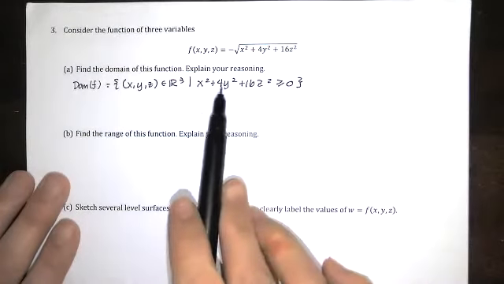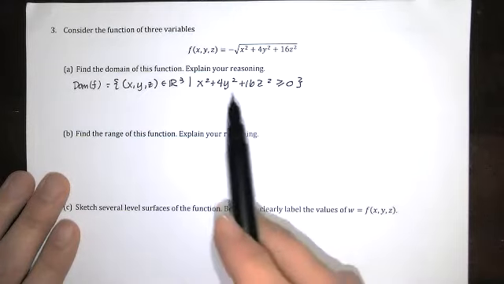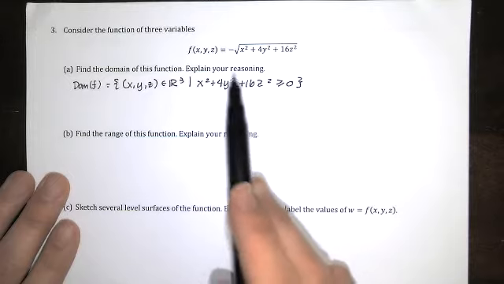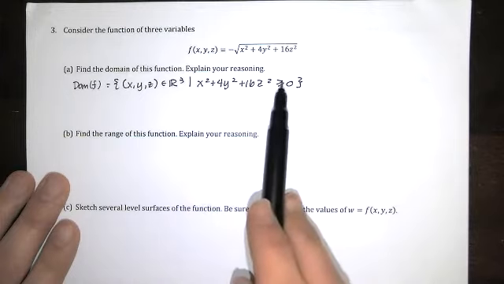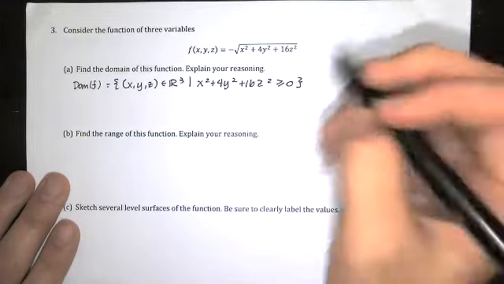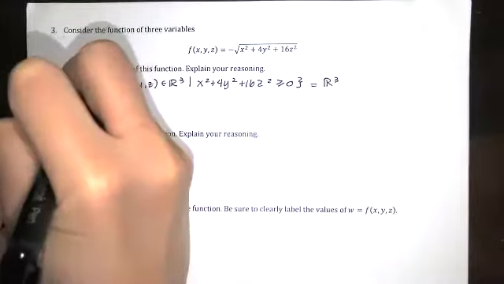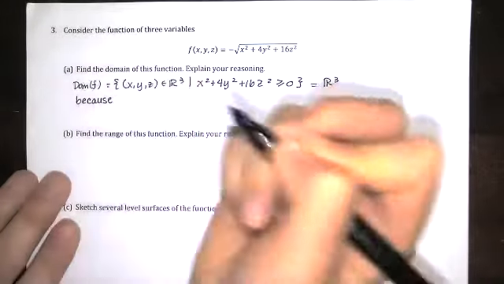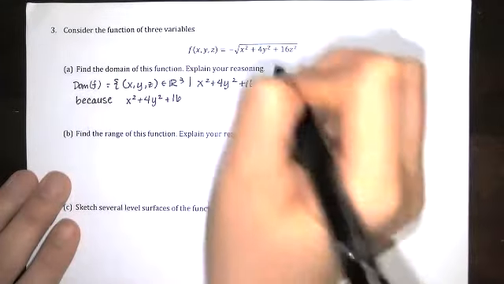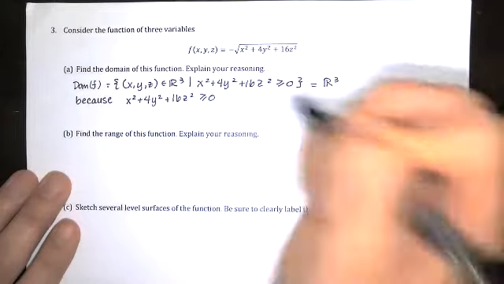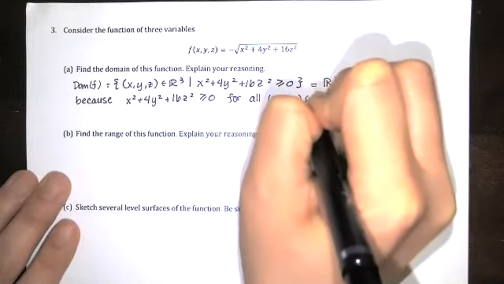And actually, I've got a perfect square plus a perfect square plus a perfect square. So that's going to be greater than or equal to 0 all the time. This is a non-negative number. That's a non-negative number, and so is that. So the domain of F is all x, y, z that satisfy this. Well, all x, y, z do satisfy this. So that's all of R3. And I'll say because that expression under the radical is greater than or equal to 0 for all x, y, z in R3.